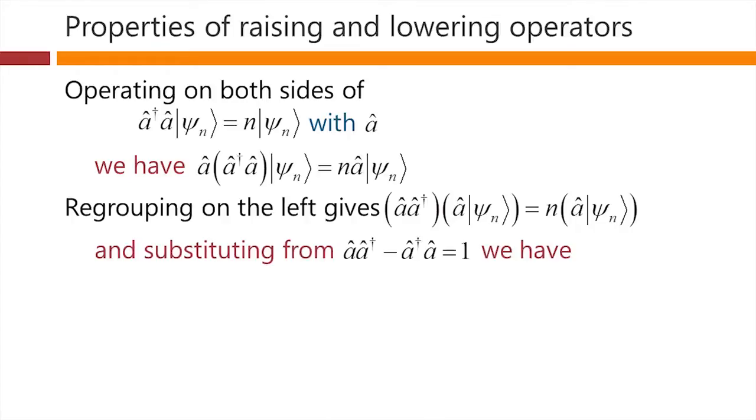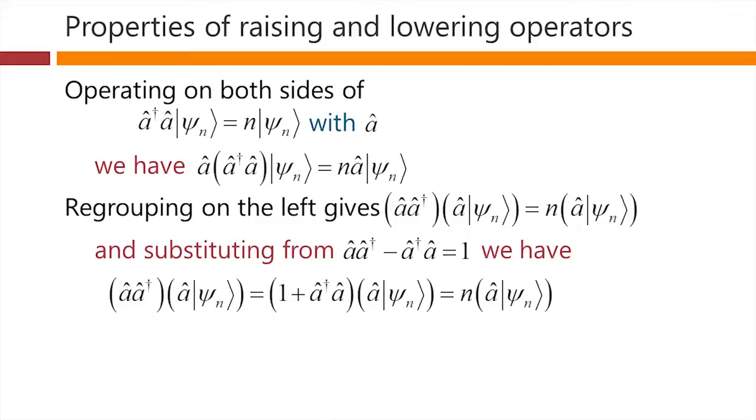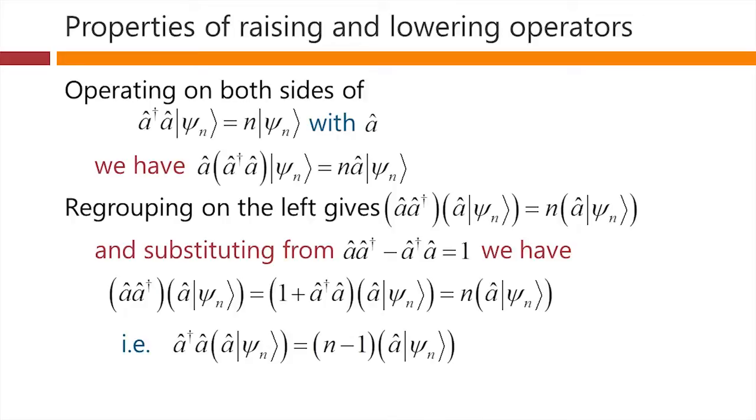Now we can substitute for this expression here from the commutator. Explicitly, here's our commutator, and so substituting using this commutator gives us A A dagger is equal to 1 plus A dagger A. Substituting on the left, this is what we obtain, and this is our right-hand side as before. And that means that A dagger A operating on A operating on psi n, that's this part here, is equal to n minus 1, we've taken the 1 over there, times A operating on psi n.